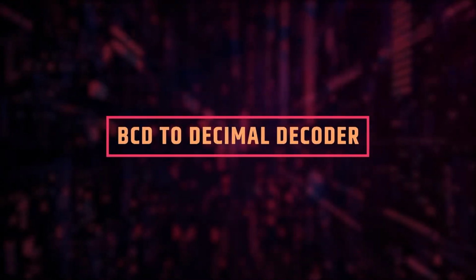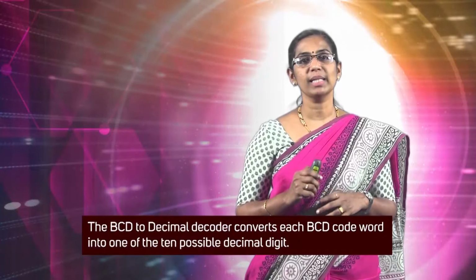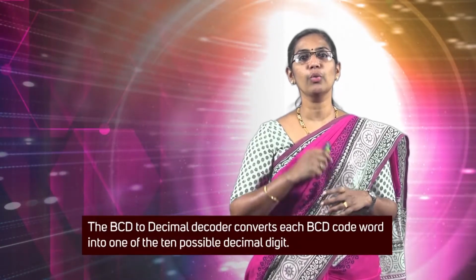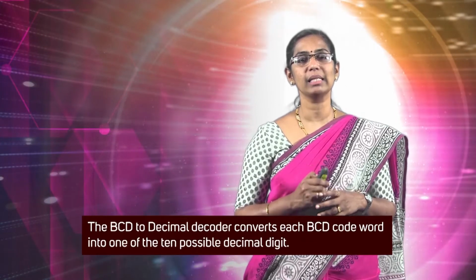BCD to decimal decoder. The BCD to decimal decoder converts each BCD code word into one of the 10 possible decimal digits. You may remember that a BCD code word has 4 bits and it can take values from 0 to 9.